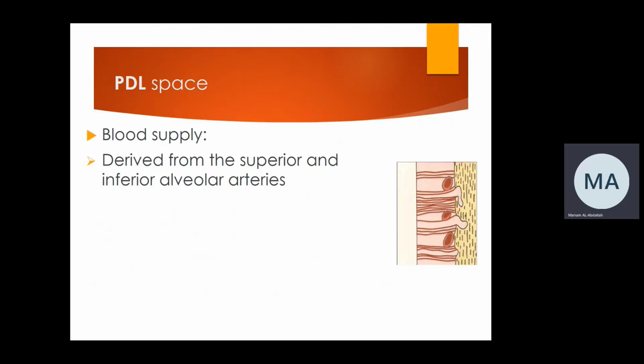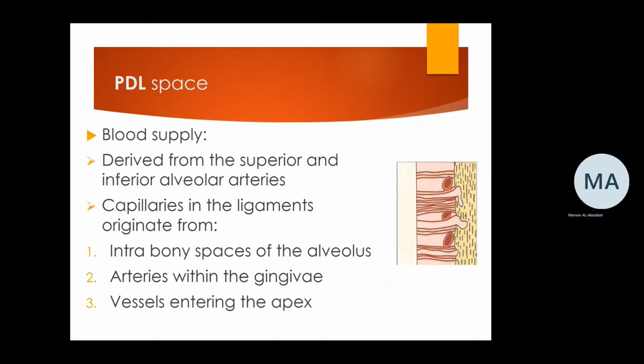Now, the blood supply found in this space is derived from the superior and inferior alveolar arteries, and capillaries in the ligament originate from intra-bony spaces of the alveolus, arteries within the gingiva, and vessels entering the apex. Changes to these vessels are very important when we talk about tooth movement.